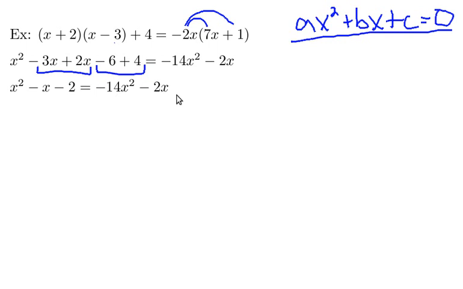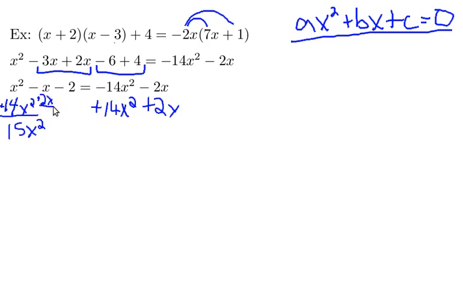Now let's take everything on the right side and move it over to the left side. So I want to add 14x squared to both sides, and we found the like term over here, 14x squared. That's going to give us 15x squared. And this 2x, we want to add 2x to both sides. That'll give us plus x. Then we'll still have the minus 2 equals 0.